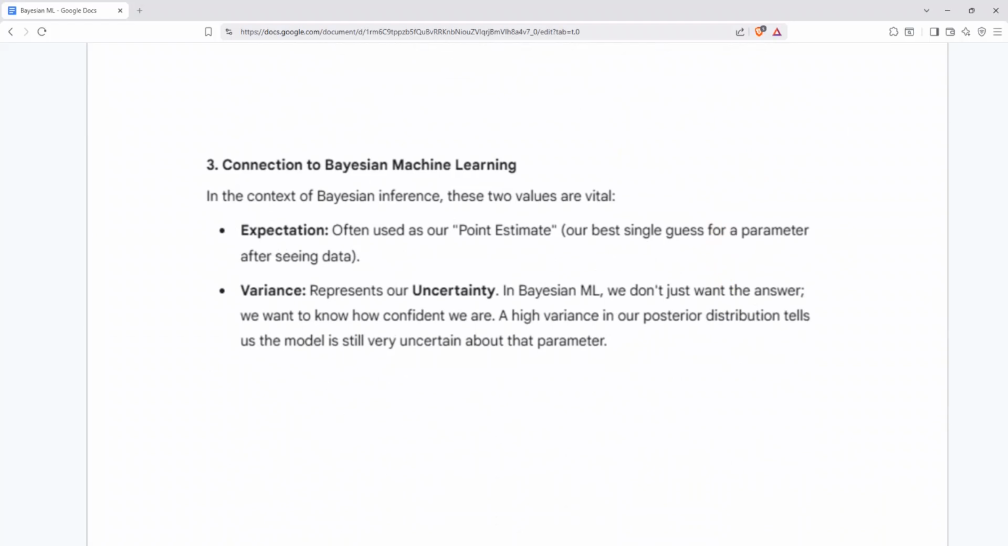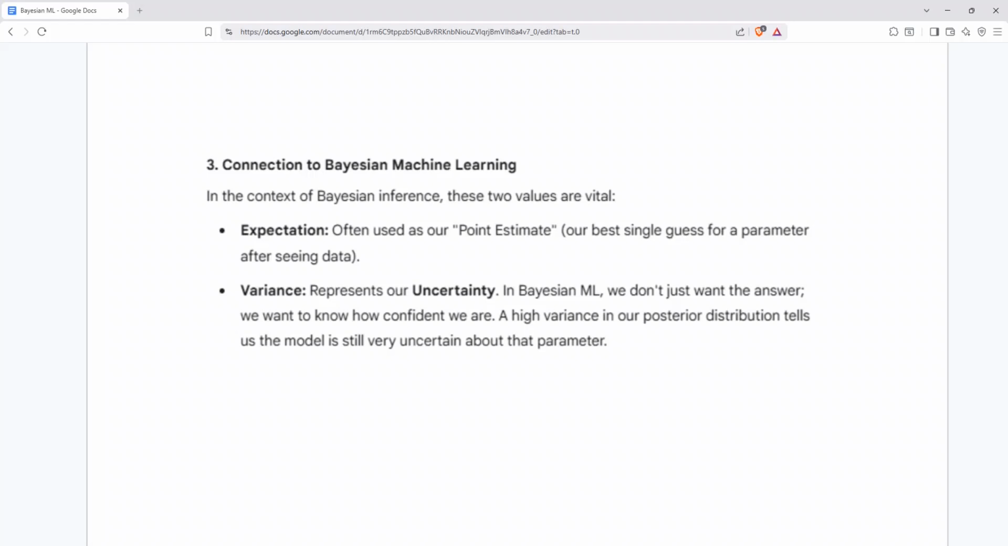Now, we'll connect this to Bayesian machine learning. After observing data, we don't get a single value. We get a distribution of possible values. If we need one final answer, we use the expectation. This becomes our best estimate. But we also want to know how confident we are, and that comes from variance.